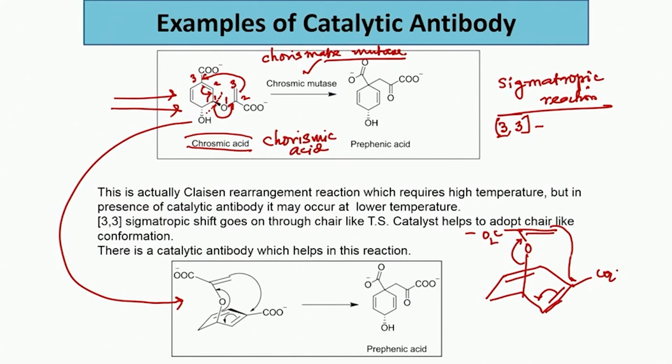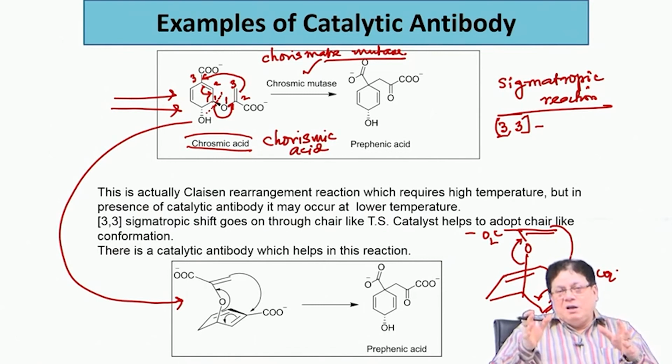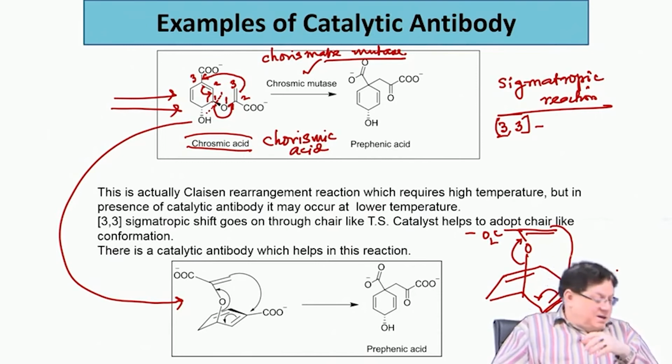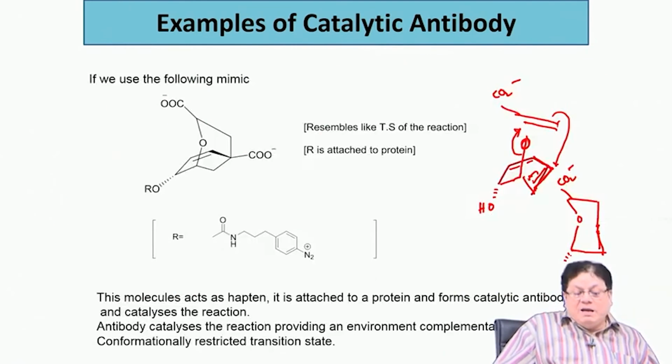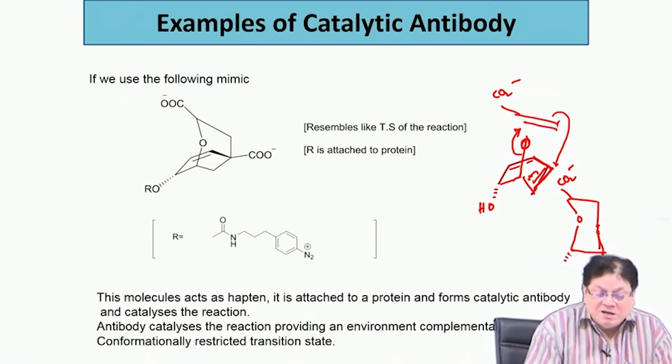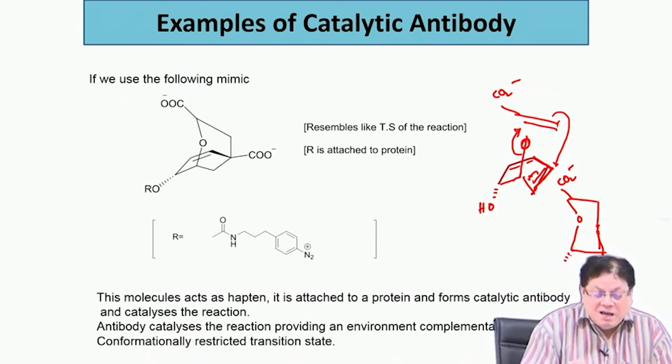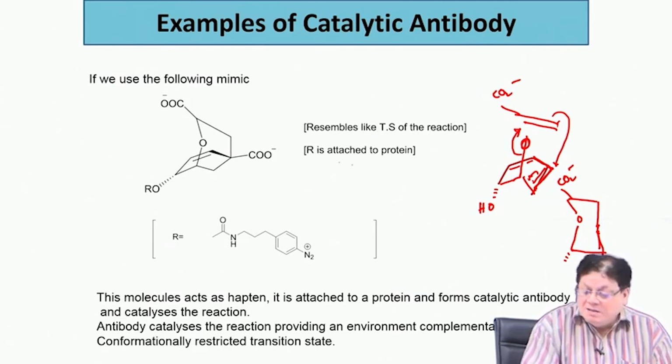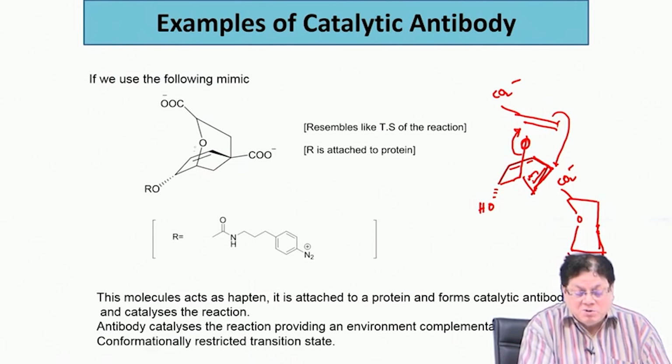How are the enzymes catalyzing it? Basically, the enzyme helps the molecule to bind and adopt a conformation through which the reaction takes place. Okay. So, now if you want to make a catalytic antibody to have this reaction catalyzed, what you need to do is make a transition state like molecule which is stable like this. See, this is the transition state which we are talking about.